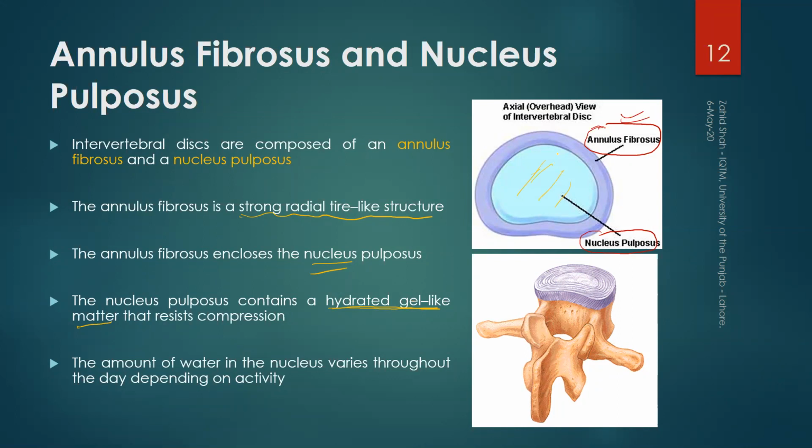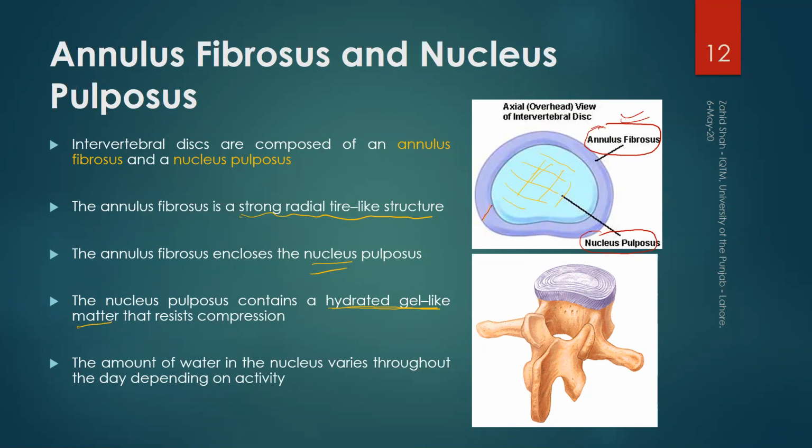So as a whole, this structure resists the compressive forces, and this annulus makes sure that the liquid inside its layer, that is the nucleus, doesn't leak. If this annulus ruptures, if it breaks, then this liquid flows outside the annulus and touches the nerves that are emerging from the spinal cord, and a lot of pain is caused.